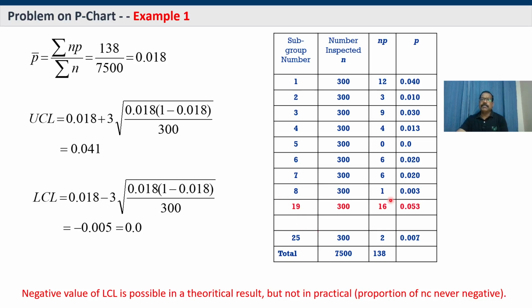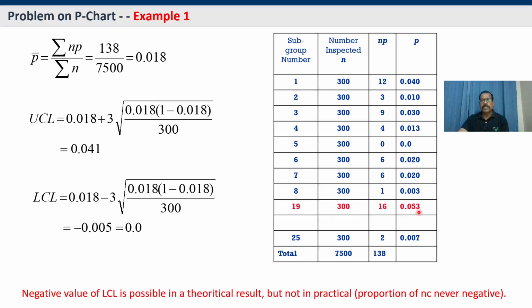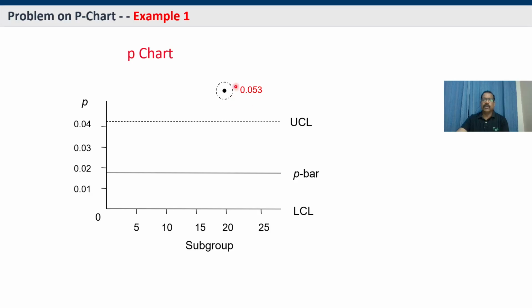But for the 19th sample, the P bar value is 0.053. So you calculated the upper control limit and lower control limit, but this value 0.053 is out of your upper control limit. In the X bar and R bar chart also we discussed that if any point is going above your upper control limit or below your lower control limit, it is out of range, and you have to eliminate that particular data point from the calculation.